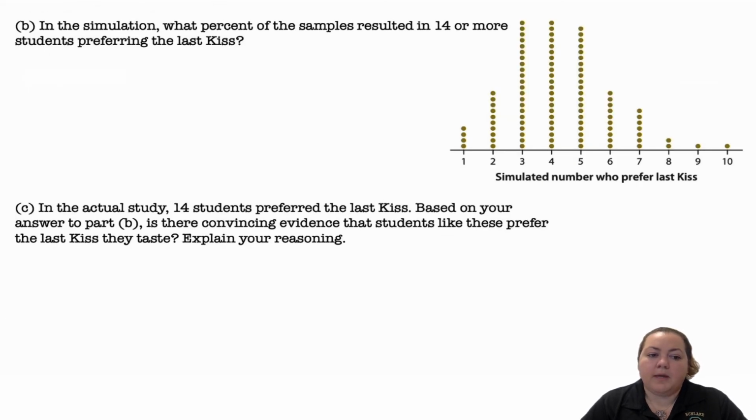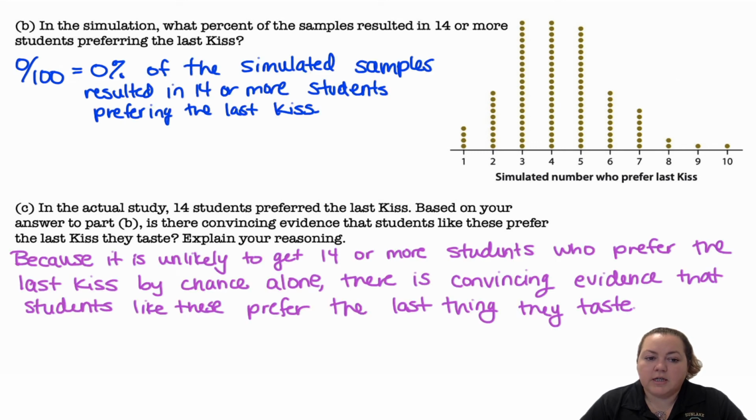All right, part B. In the simulation, what percent of samples resulted in 14 or more students preferring the last kiss? All right, so 0 out of 100. 0% of the simulated samples resulted in 14 or more students preferring the last kiss. In the actual study, 14 students preferred the last kiss.